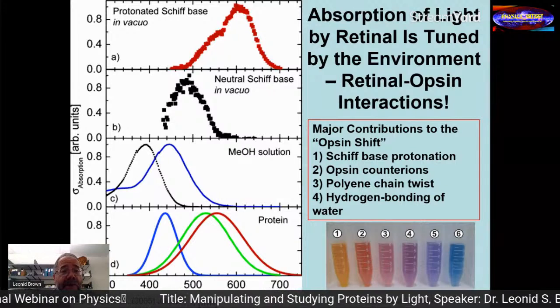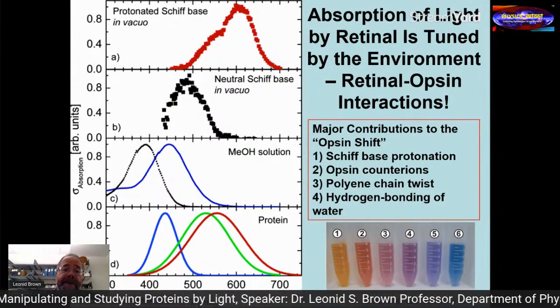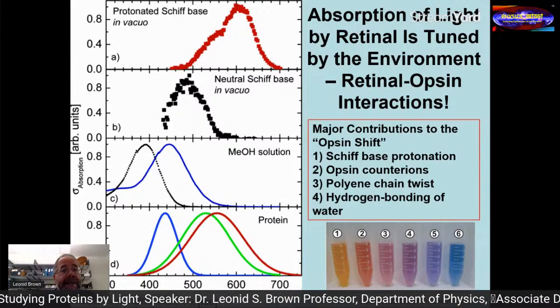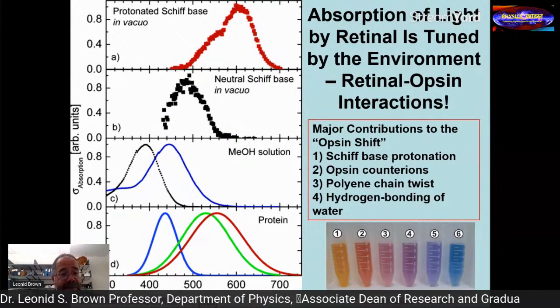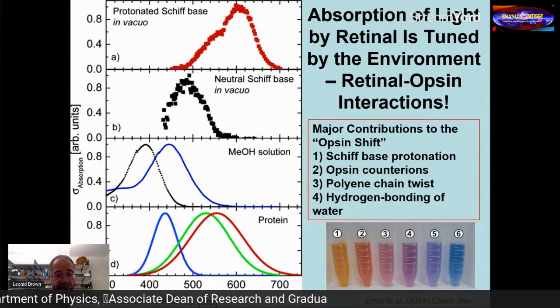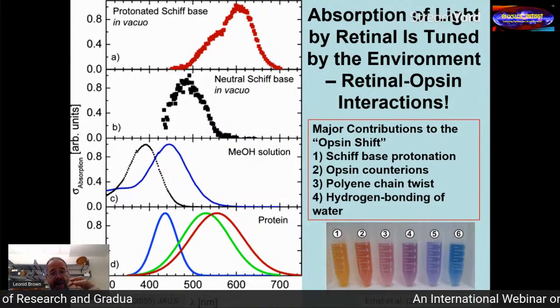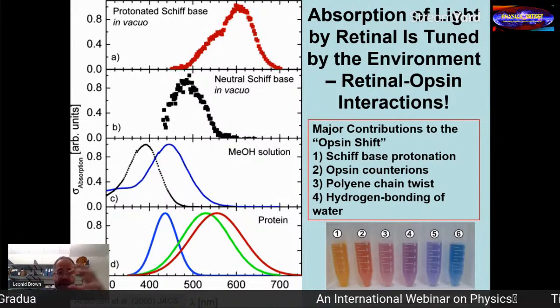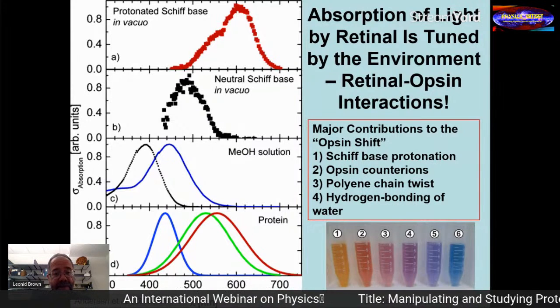Here I'm showing you how the visible absorption spectrum of retinal changes in vacuum, in solvents, and then in proteins. Proteins can tune it by strategically placing charges around it, also by twisting the retinal, and also by introducing water molecules around it. Great. So let's go back to the isomerization.